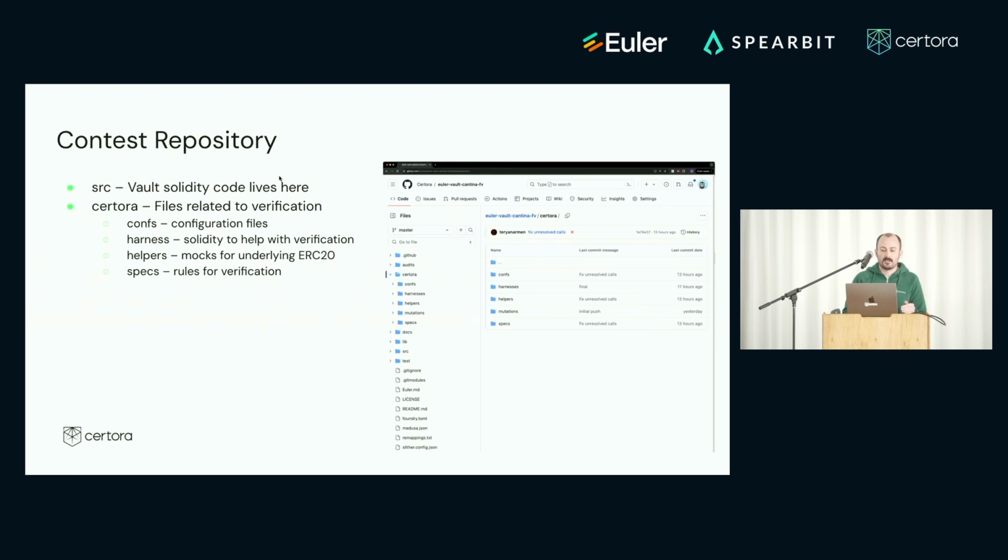So this is in the context repository, of course, the source directory has the original Vault implementation that you're verifying, and then in the Certora directory, you have the files related to formal verification with our tool. So the conf directory has the configuration files. Harnesses has some other Solidity code that helps do formal verification. Helpers has some mocks that essentially mock the underlying ERC20 asset. And lastly, specs has the specifications for verification.